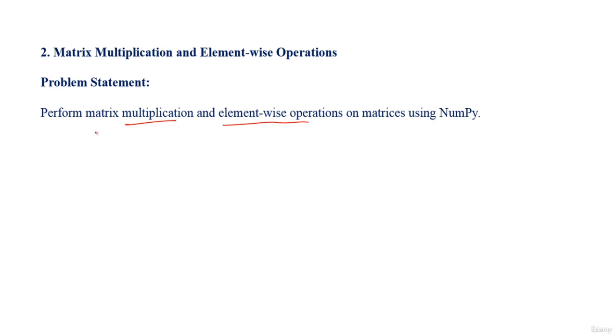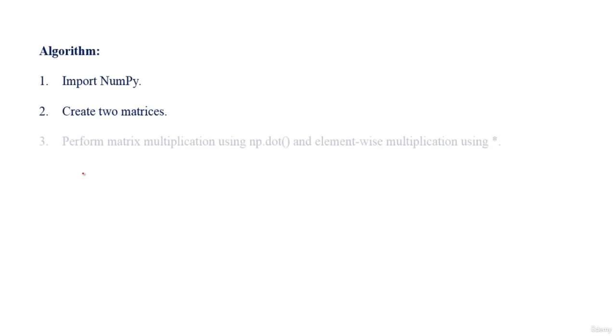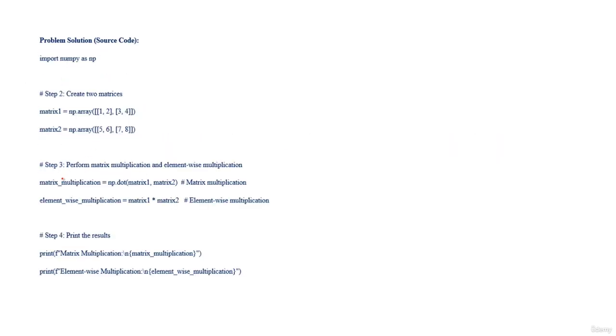The second problem statement is to perform matrix multiplication and element-wise operations on matrices using NumPy. Skills required and the algorithm that we have to follow, and this is the solution. We have 2 arrays. On these 2 arrays, we will perform matrix multiplication and element-wise operations. So these are the 2 operations, and we show the final result.